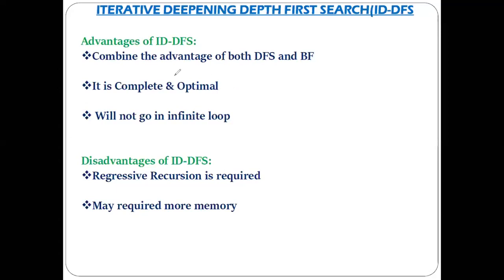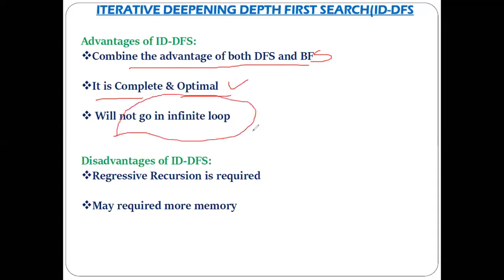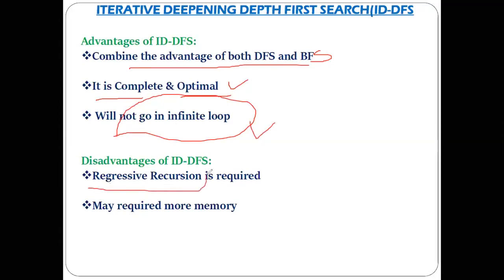Correct? Yes, sir. And that's why in the advantages also the same point is mentioned, the combined advantages of the DFS and the BFS here. And it is complete, meaning it can give you at least one solution using this searching technique. It is optimal, it can give you the best solution also, and will not go into an infinite loop. That is also one good advantage of this. Disadvantage that I have told you, regressive recursion is required. Correct? Yes. And as you need the regressive recursion, that node has to be stored again and again.